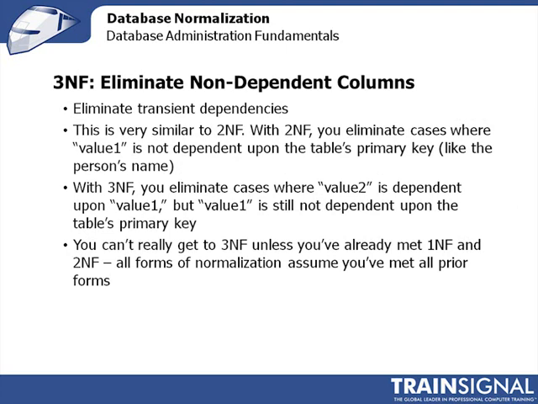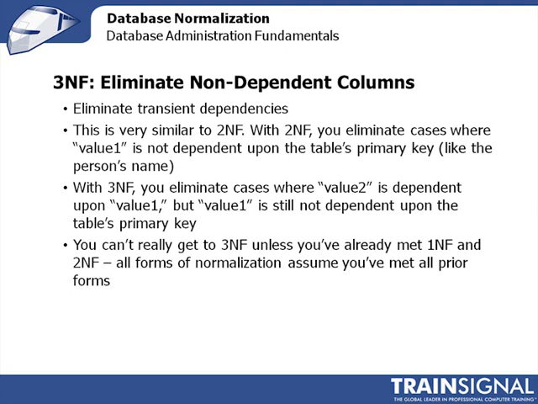Third normal form tells us that we should eliminate non-dependent columns. This is also referred to as eliminating transient dependencies, and again conceptually this can be very similar to second normal form. With second normal form, you eliminate cases where value 1, some value, is not dependent upon the table's primary key, which we were using as the person's name. With third normal form, we eliminate cases where value 2 is dependent upon value 1, but value 1 is still not dependent upon the table's primary key.